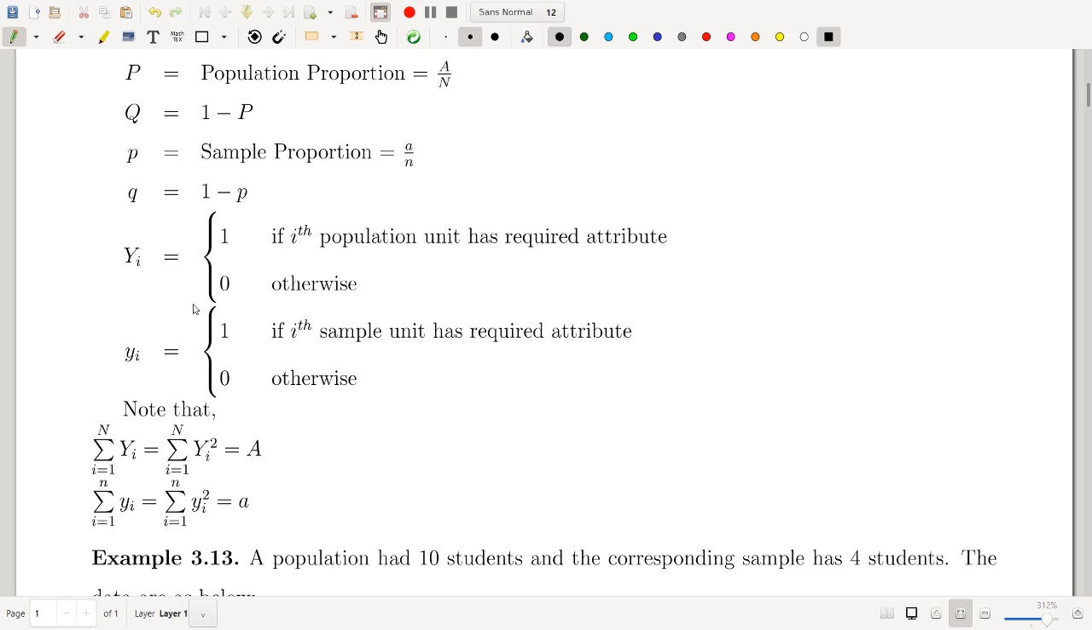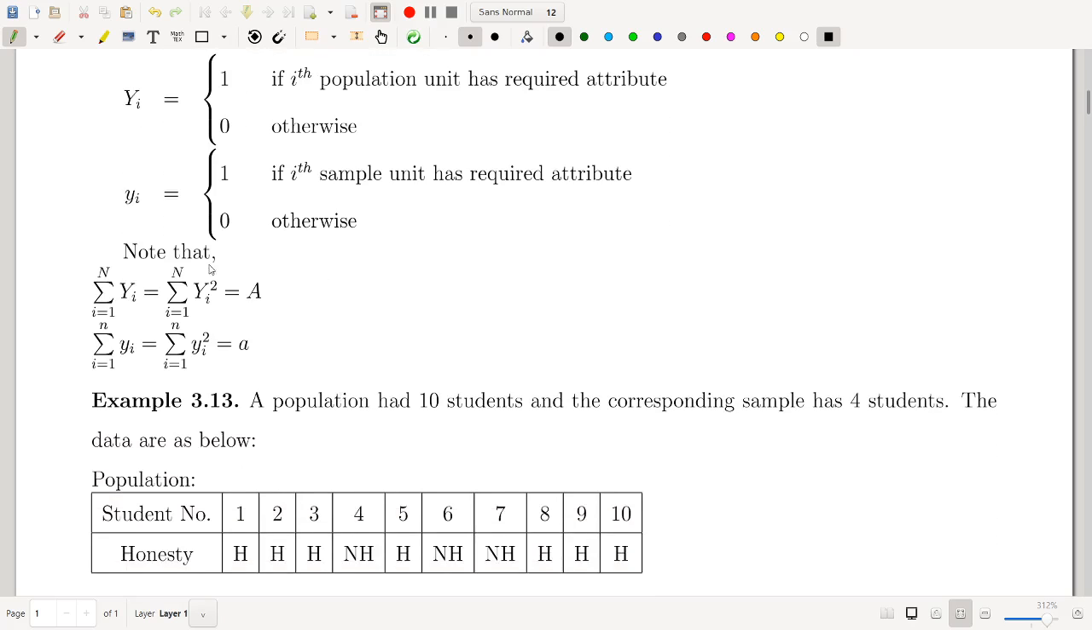Capital Yi notation will be: capital Y taking value 1 if the ith population unit has the required attribute, and taking value 0 if the ith population unit does not have the required attribute. Small yi notation will be: small yi takes value 1 if the ith sample unit has the required attribute and 0 otherwise.